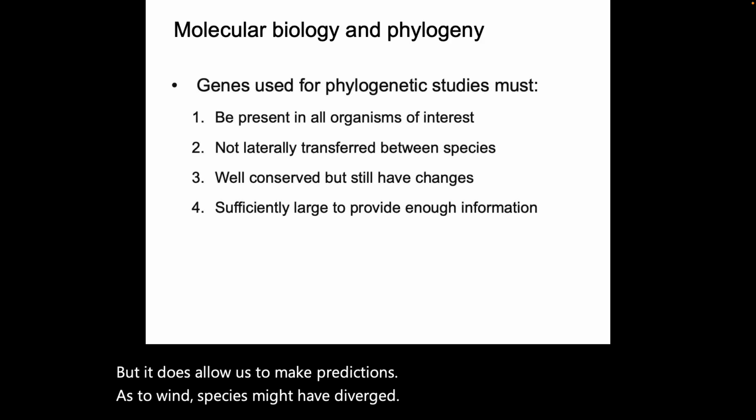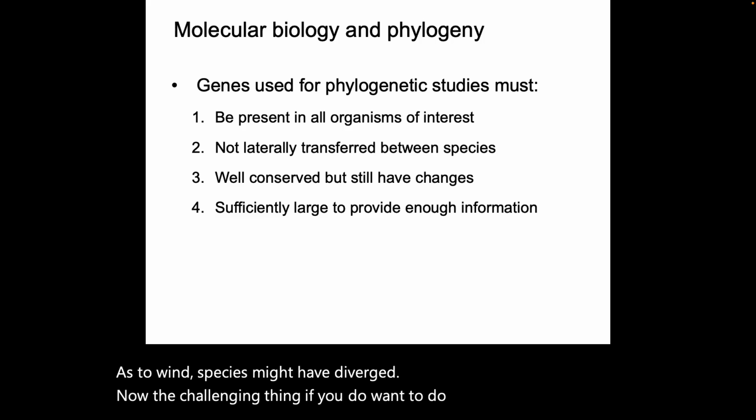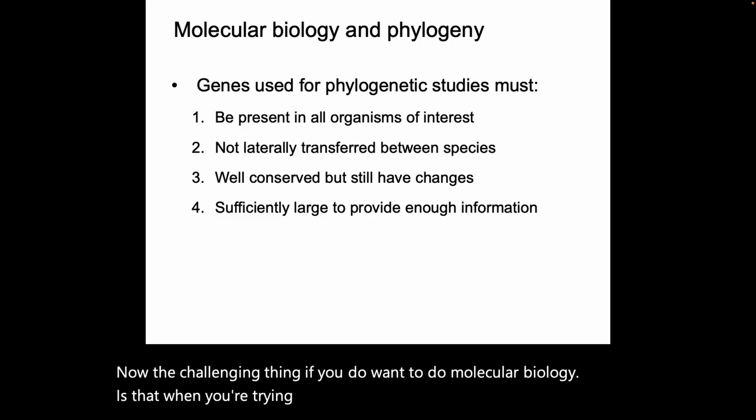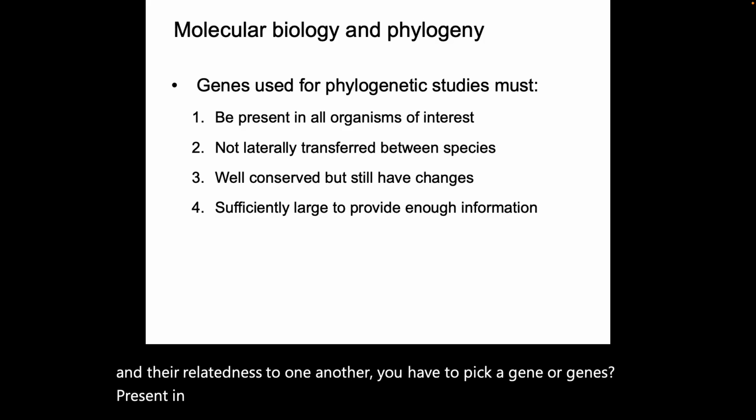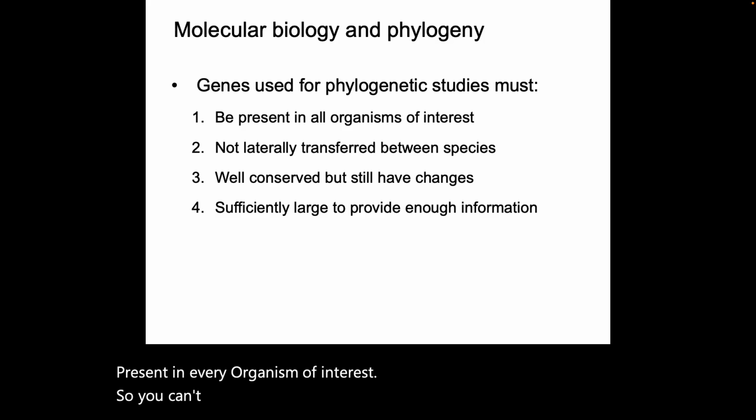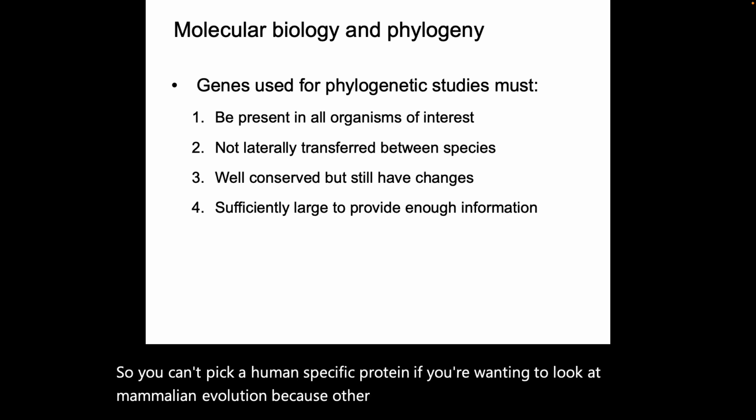Now, the challenging thing, if you do want to do molecular biology, is that when you're trying to take a group of organisms and classify them and their relatedness to one another, you have to pick a gene or genes present in every organism of interest. So you can't pick a human-specific protein if you're wanting to look at mammalian evolution, because other mammals don't have a human-specific protein.